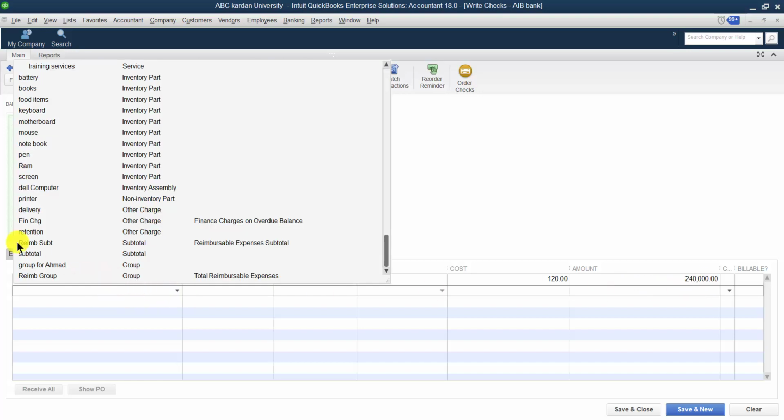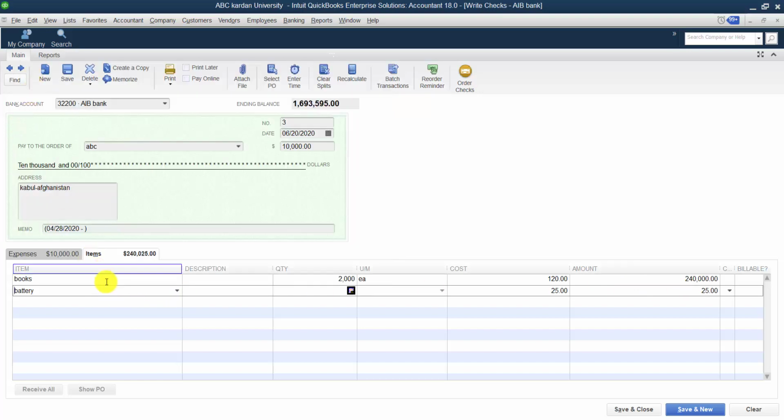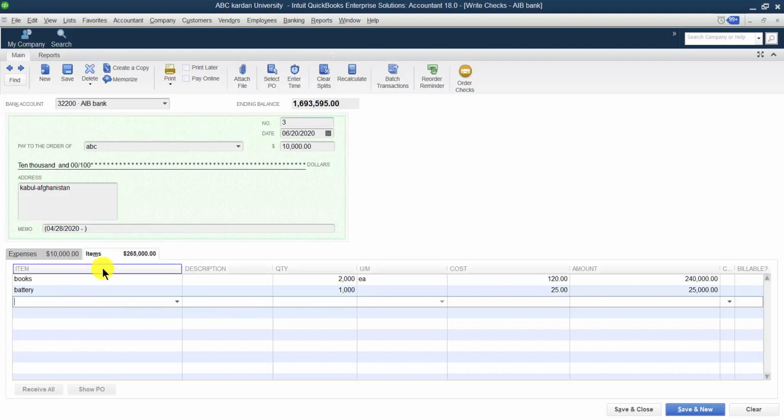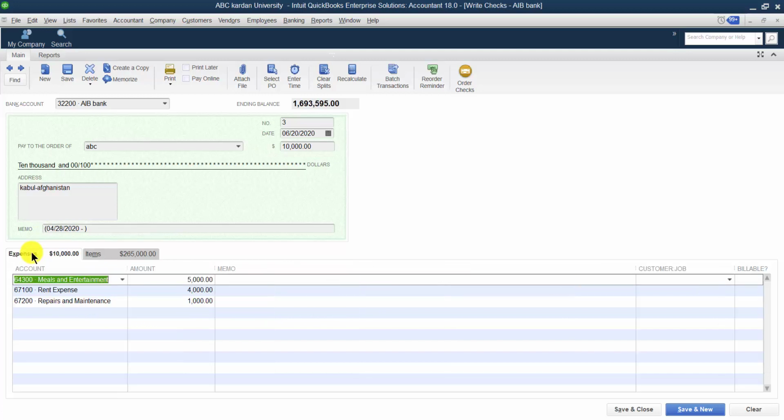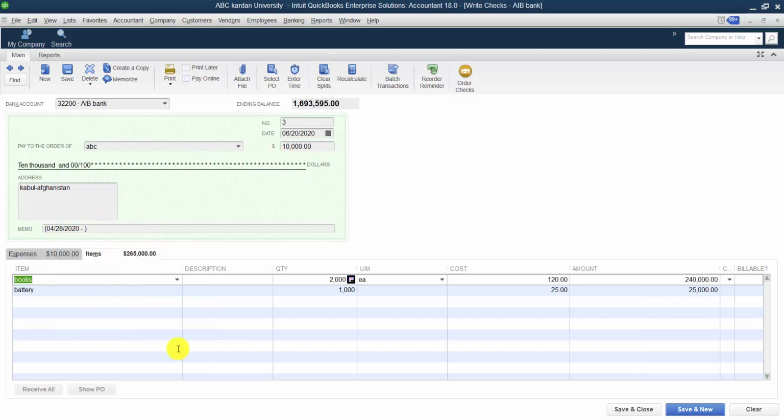For example, I have purchased batteries as well, right? How many batteries have you purchased? For example, I have purchased 1,000 batteries, right? It depends how many items you want to purchase, or for example, any expenses. So simply we can say the check which you want to issue can be for expenses as well as for items, right?